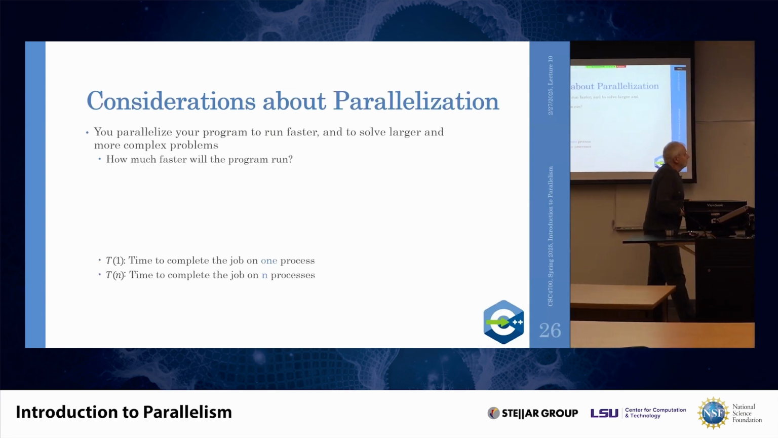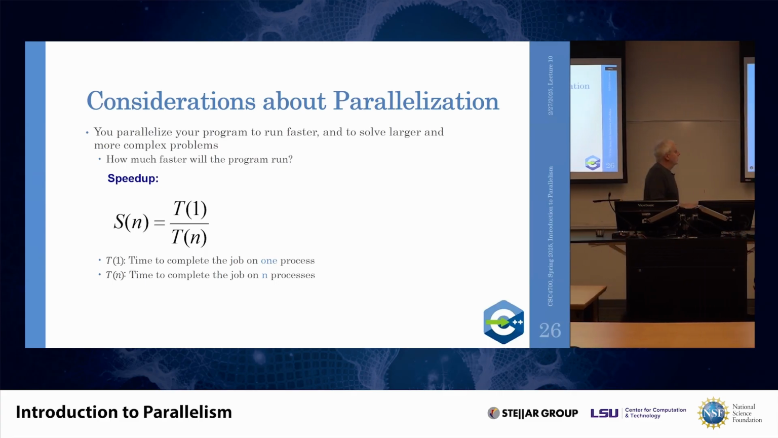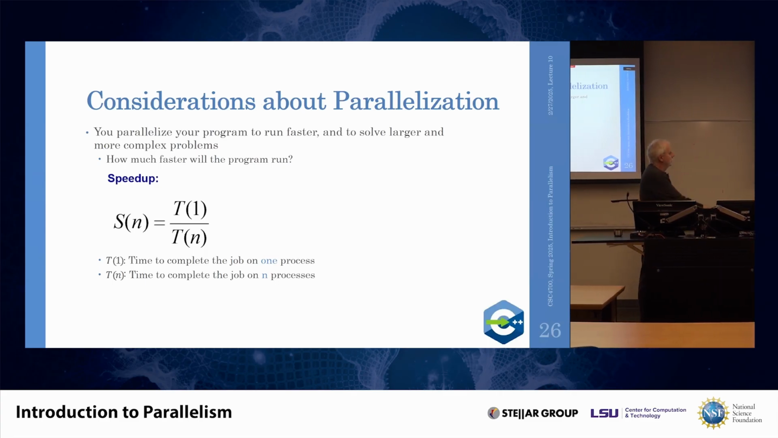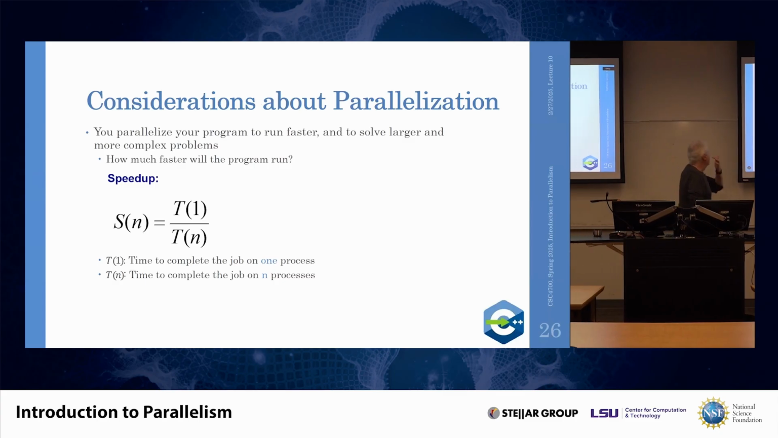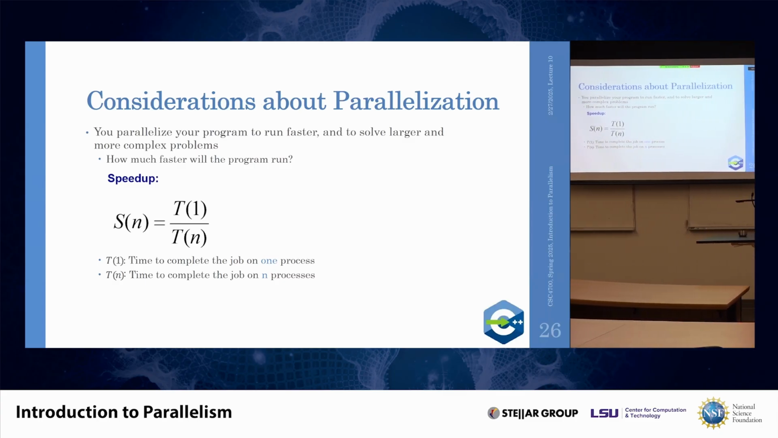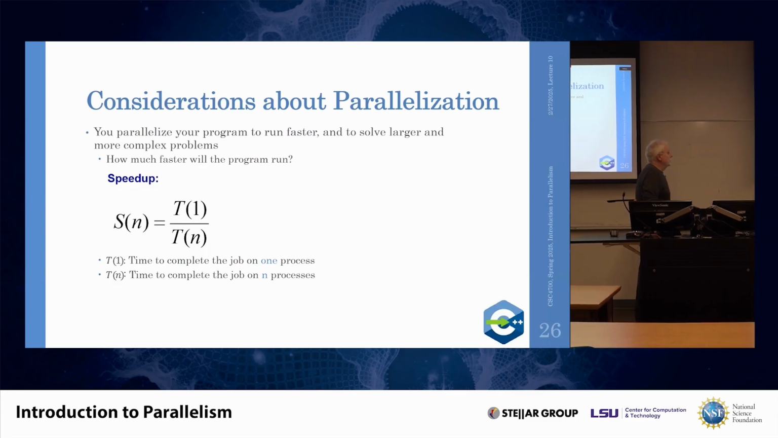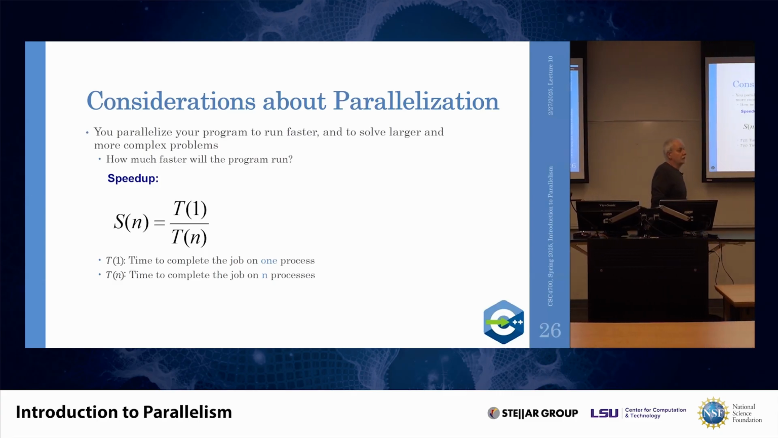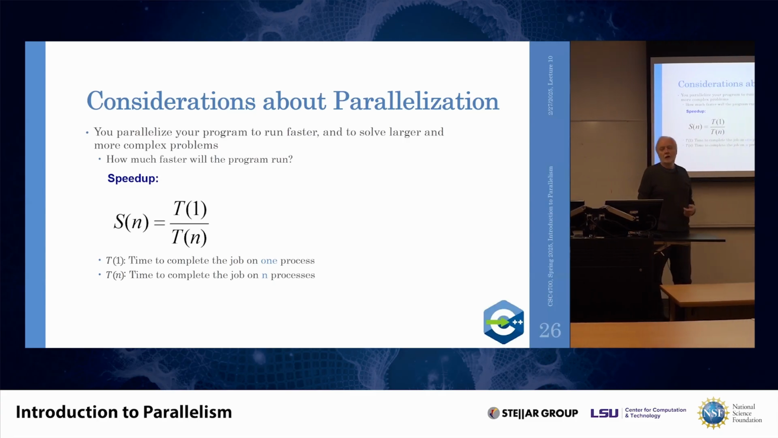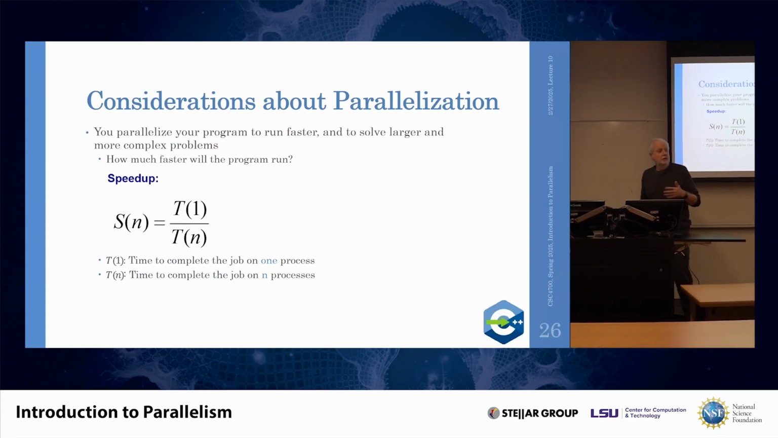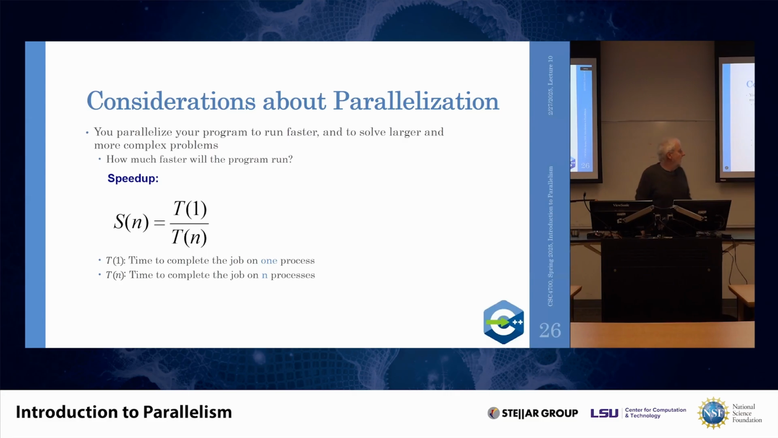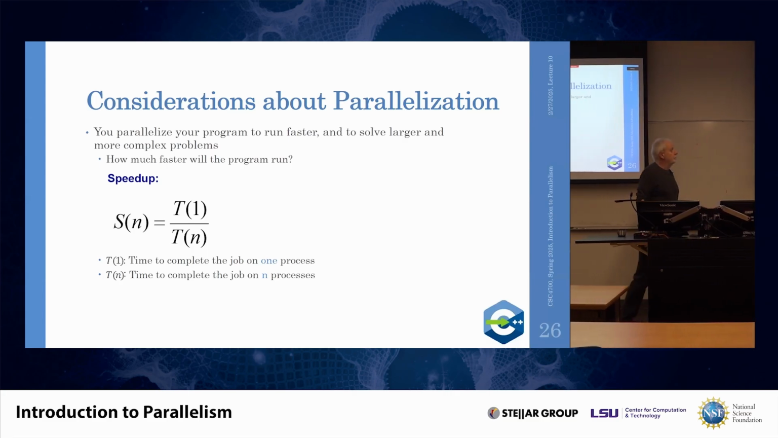Okay, so there are two things we have to consider when we are talking about parallelization. First is the possible speedup. Speedup, I usually use S for it. N is the number of processors we use. T1 is the time that it takes to run the sequential code. Tn is the time that it takes to run the code on n processors. And the ratio gives you the speedup.